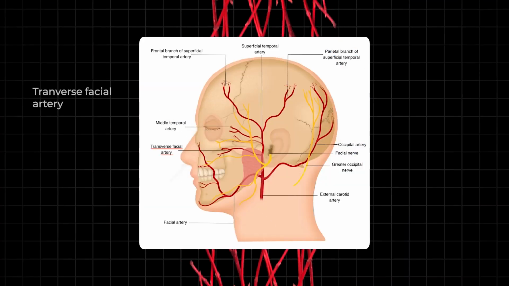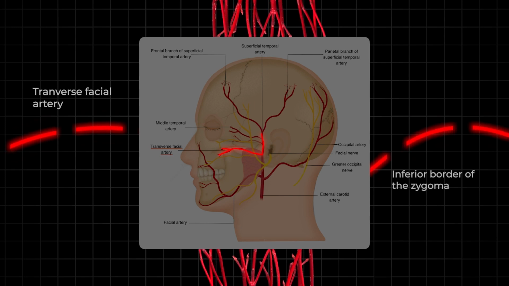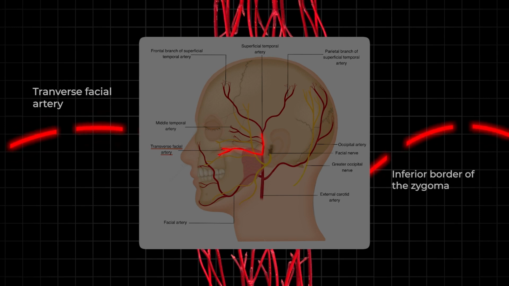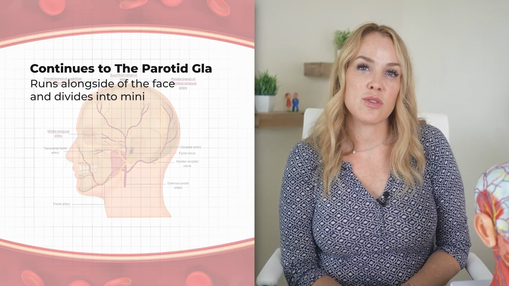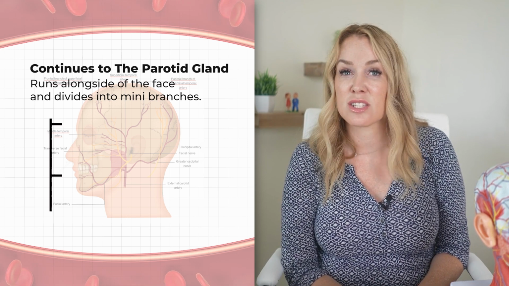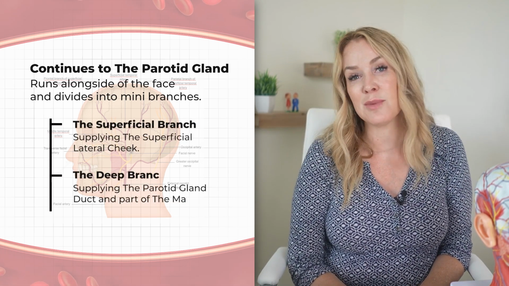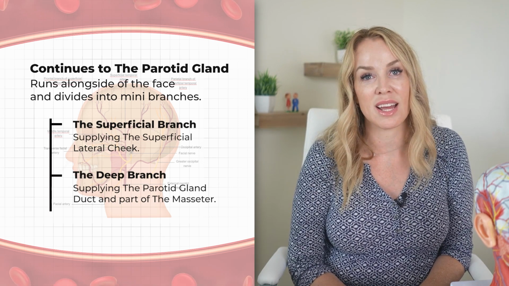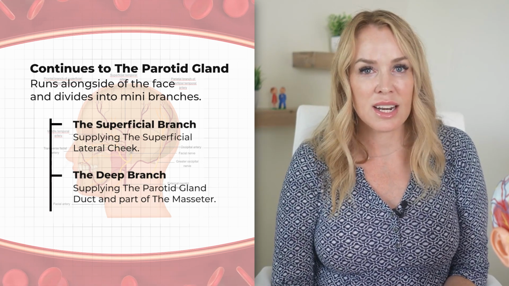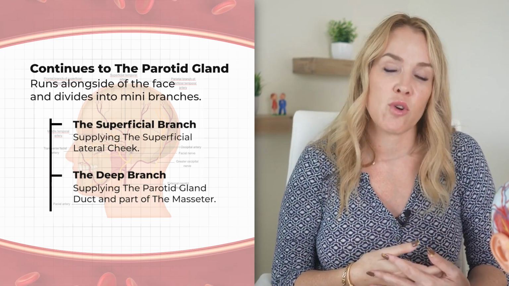The transverse facial artery branches from the superficial temporal artery and runs across the inferior border of the zygoma, right across here. It continues through the parotid gland, runs alongside of the face, and divides into many branches. The superficial branch supplies the superficial lateral cheek, and the deep branch supplies the parotid gland, duct, and part of the masseter. It anastomoses with other areas of the face, such as the facial artery and infraorbital artery.